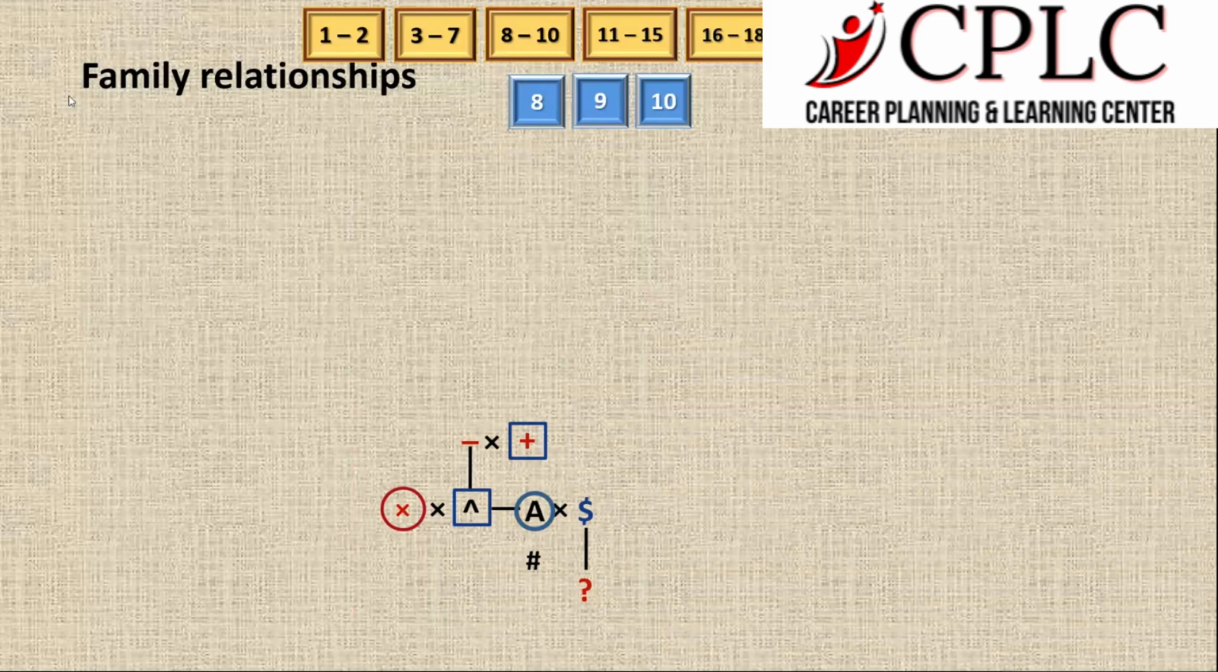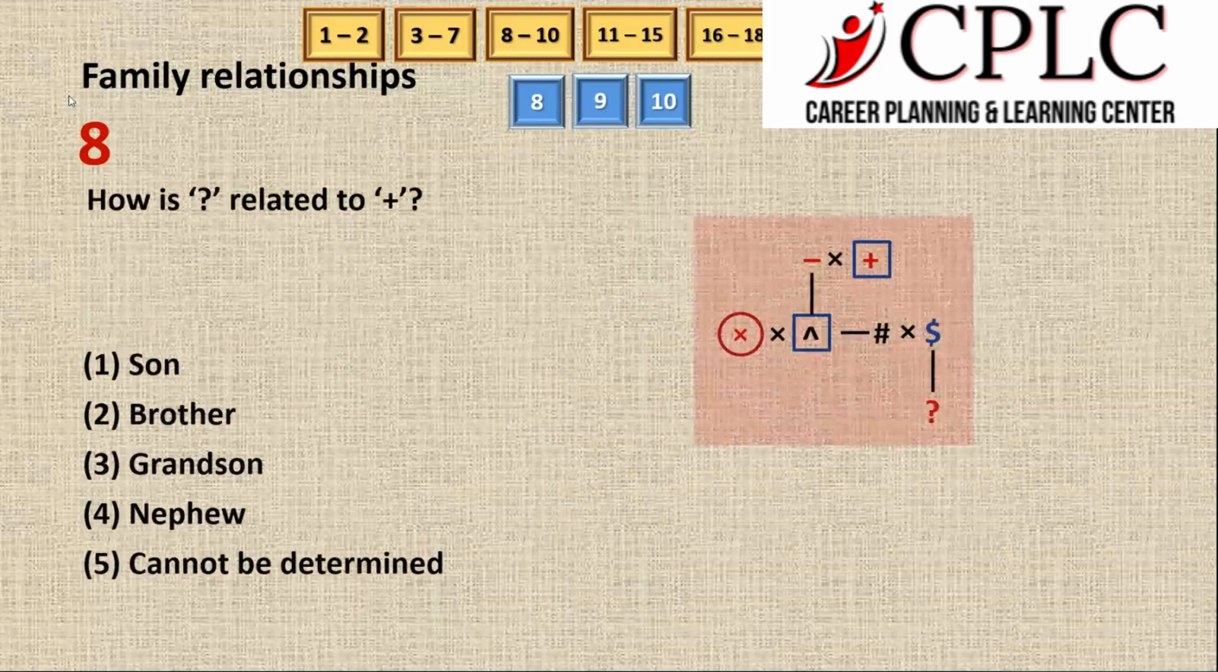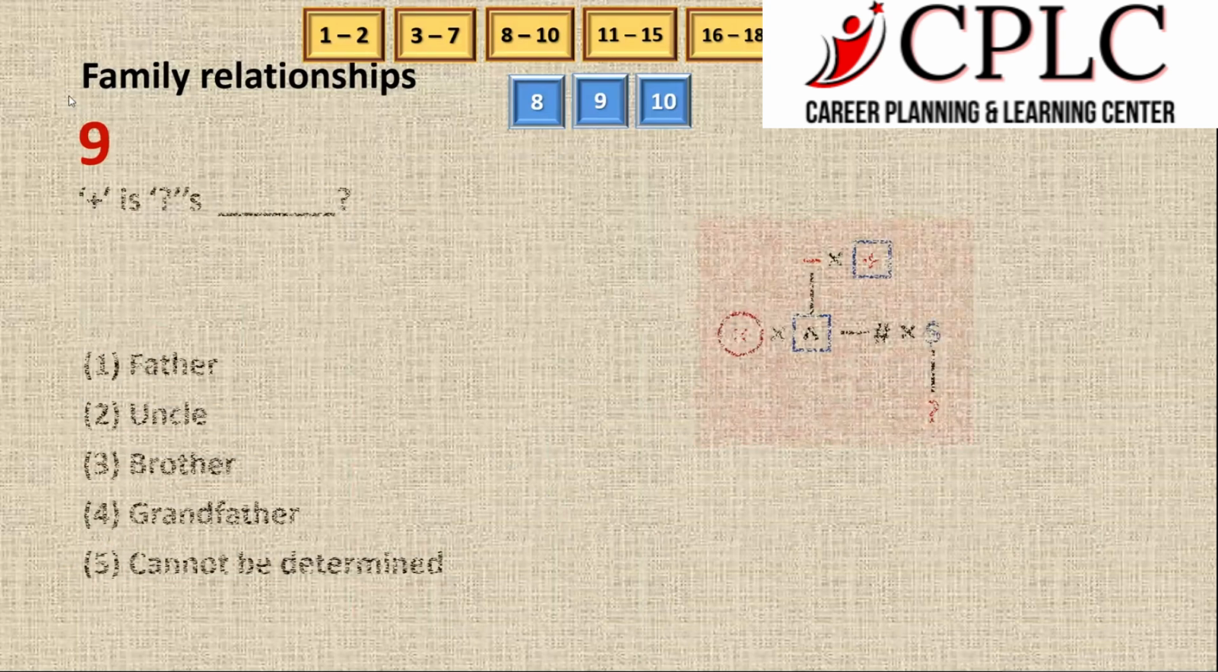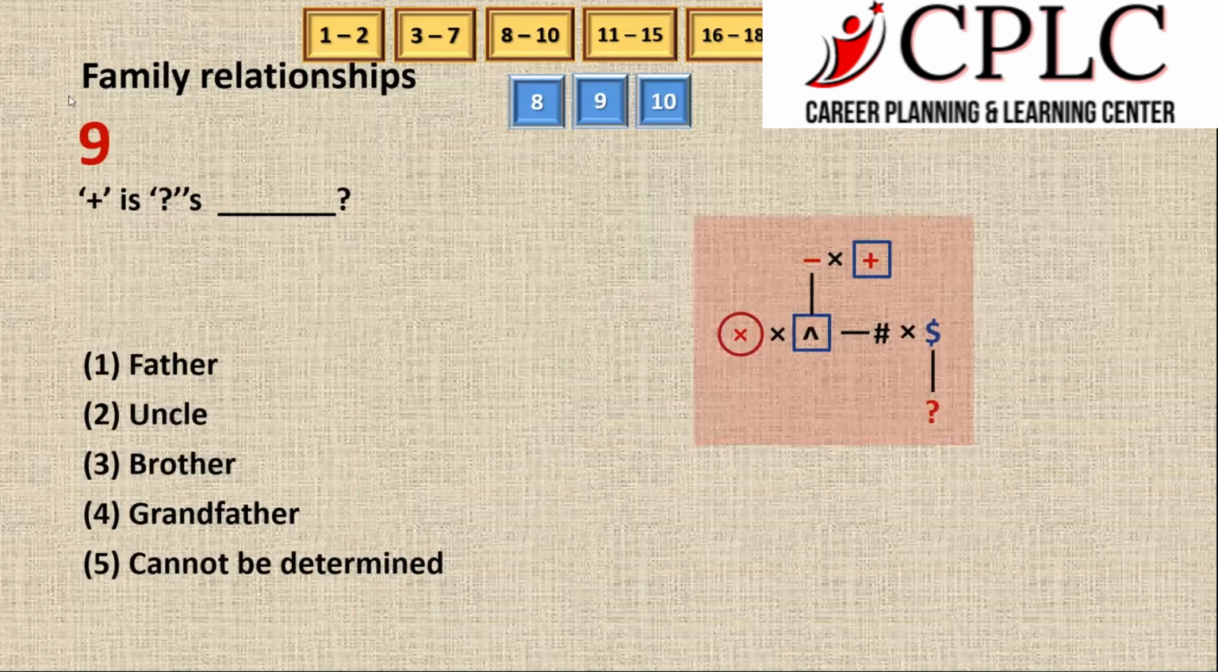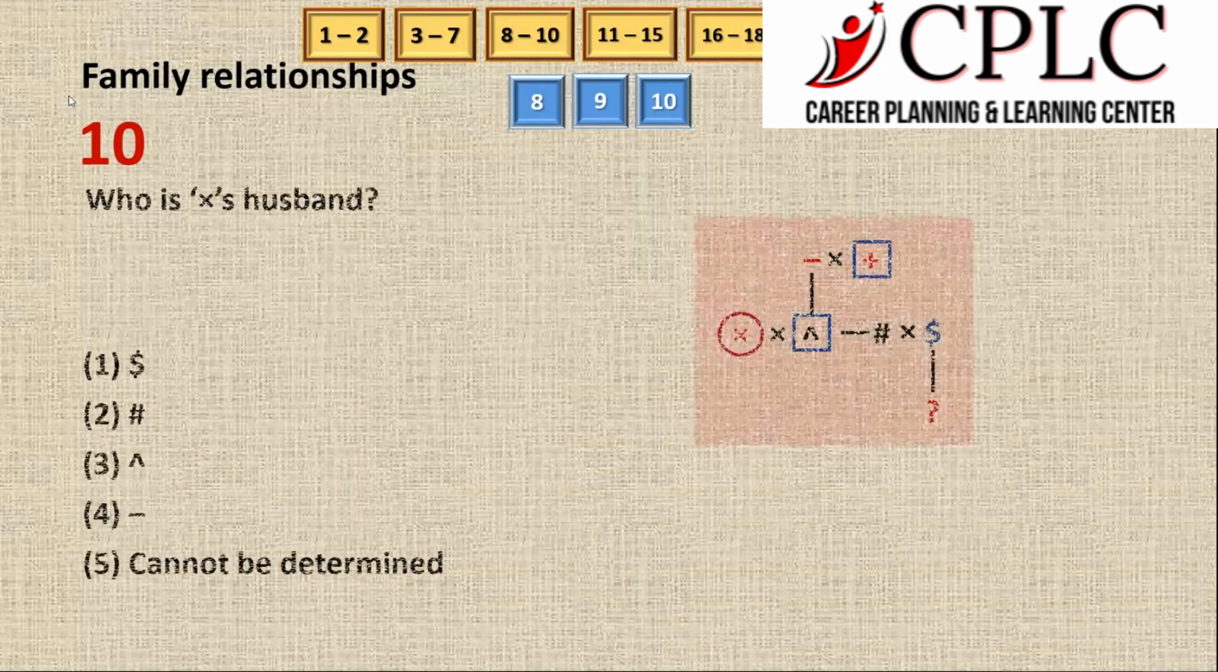Now we'll move to the questions. First question is, how is question mark related to plus? Now we don't know the gender of question mark, hence it cannot be determined. Plus is question mark's what? Now plus is question mark's grandfather, because we know the gender of plus, hence plus is grandfather of question mark. Who is ex-husband? So ex-husband is option 3.